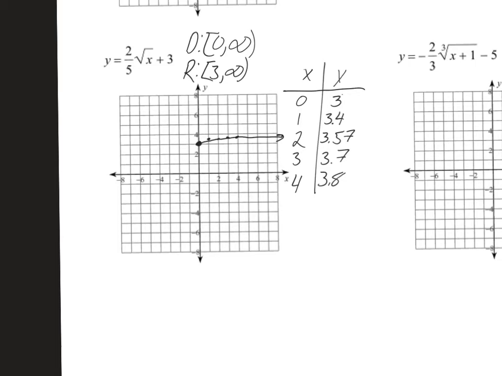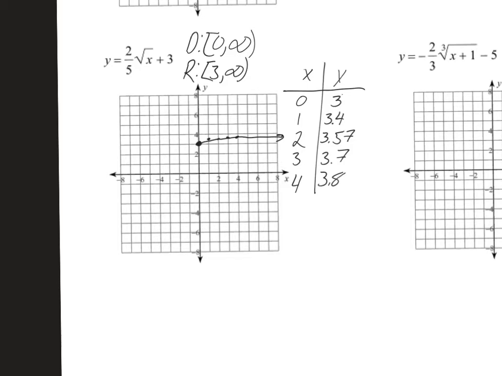Okay, so we should have gotten our domain is from 0 all the way to infinity, and our range is from 3 all the way to infinity. So if you look, it's all in that top number 1 quadrant. So 0, 1, 2, 3, 4 are my x's, and then my y's are 3, 3.4, 3.57, 3.7, 3.8.